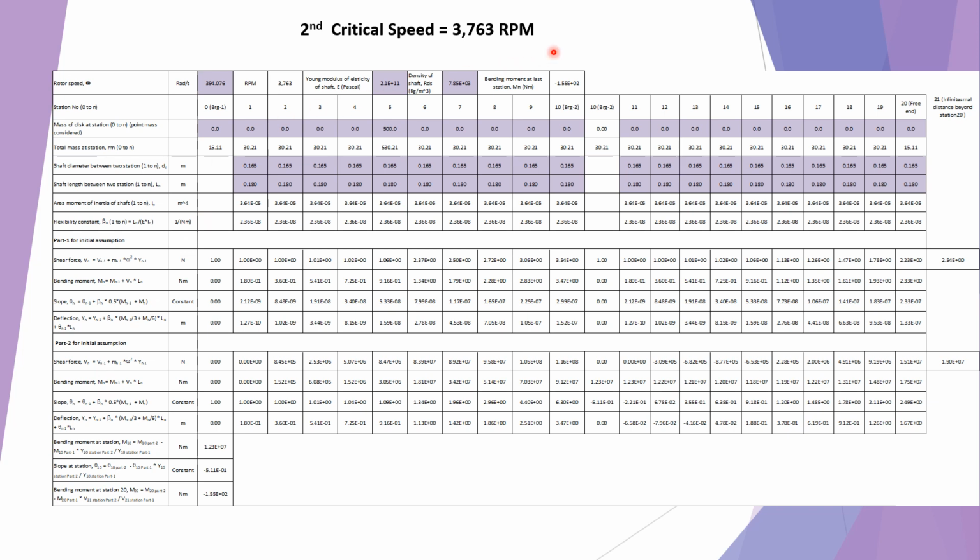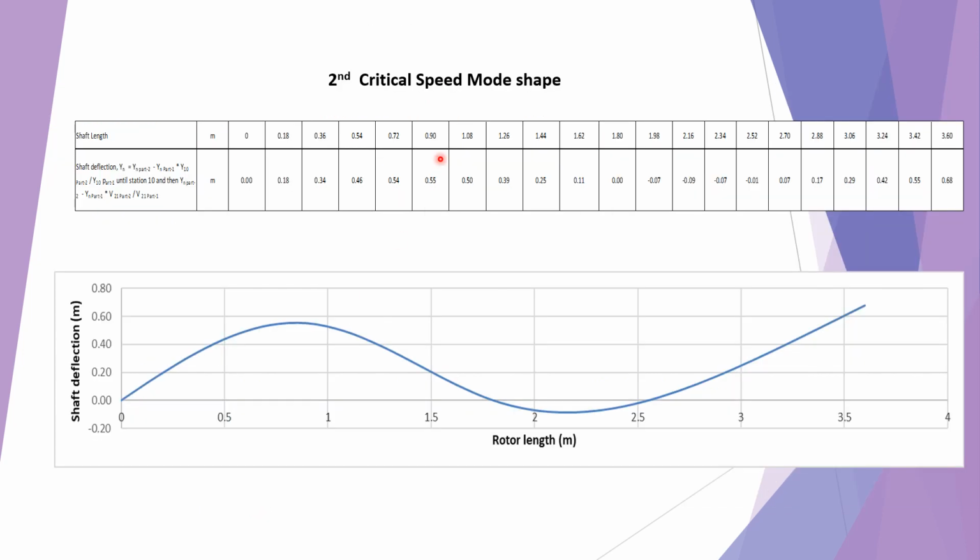Now the second critical speed, which is 3763 rpm. At this rpm, or the corresponding angular velocity, the bending moment at the last station becomes 0. The second critical speed mode shape is shown. This is the mode shape with shaft length on the x-axis and deflection on the y-axis. This is not the actual deflection, but it is a mode shape of the shaft for that critical speed.